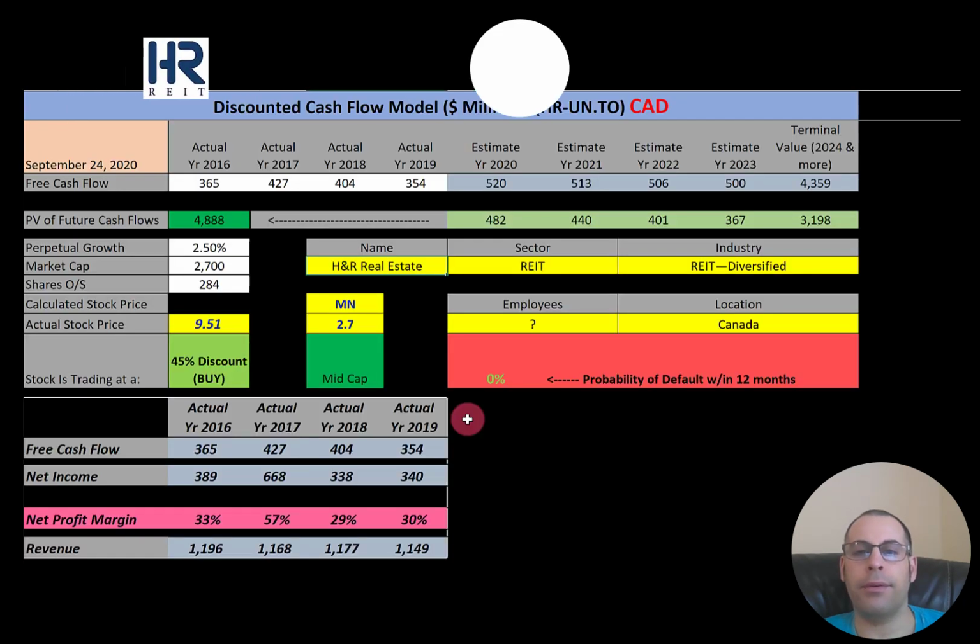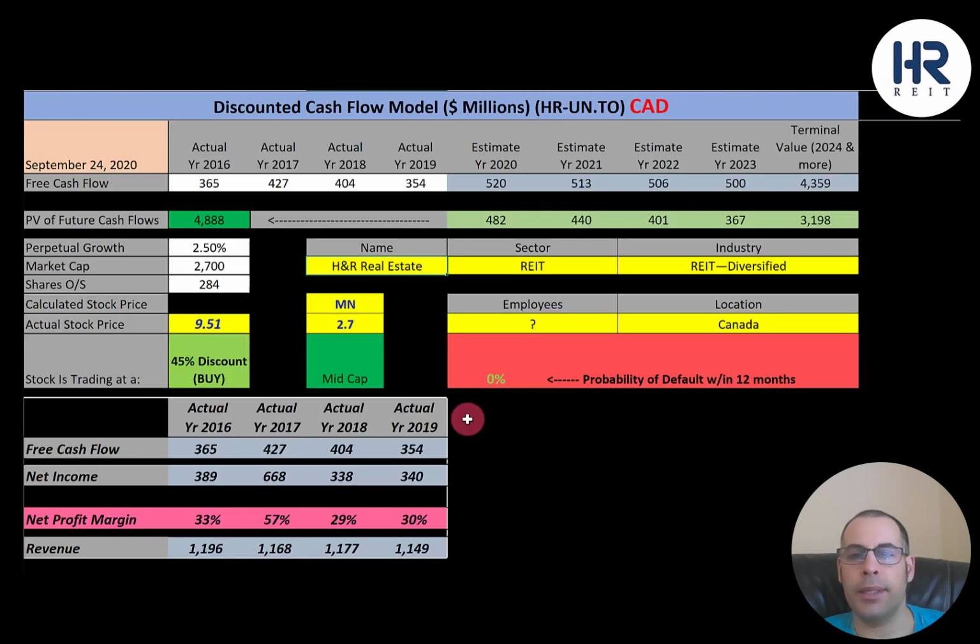The third REIT and the first Canadian REIT is H&R Real Estate. It is the third largest REIT in Canada after RioCan and Choice Properties. H&R's portfolio includes 40 office properties, 161 retail properties, and 105 industrial properties, with a total value of $13 billion. Let's get started with the model. This company has a market cap of 2.7 billion Canadian dollars. They're trading at $9.51, and they have 284 million shares outstanding.